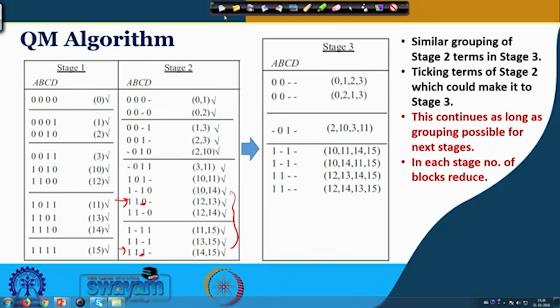Okay. So, in doing that we see that 0 1, 2 3, 2 10, 3 11, 14 15, 12 13, all the members have found a place in the next block. So, each one of them is ticked. Is it okay?